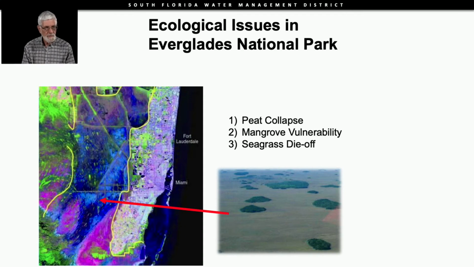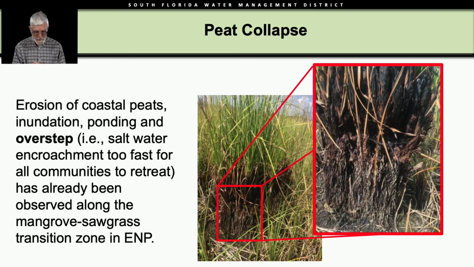The first one is peat collapse. What we're seeing in the transition zone between mangroves and sawgrass is a reduction in the amount of peat surrounding the sawgrass culms. This image here on the right is about 2 feet of root mass that we're seeing that was probably not there 10 years ago. And we think that it's due to overstepping, where saltwater encroachment is too fast for all communities to retreat. And we're seeing that in many places.